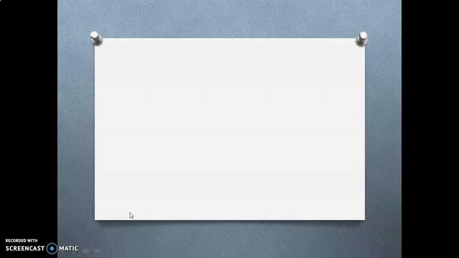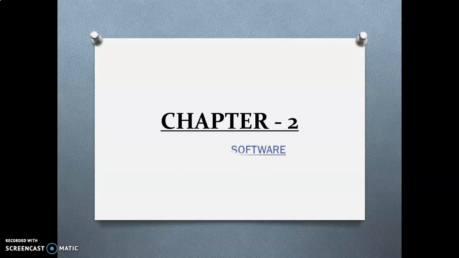Today, I'm going to start with the same chapter, that is chapter 2, Computer Software. Till now, I have taught you what is a computer, the different parts of the computer, that is hardware and software. What is a software? Types of software and the operating system.